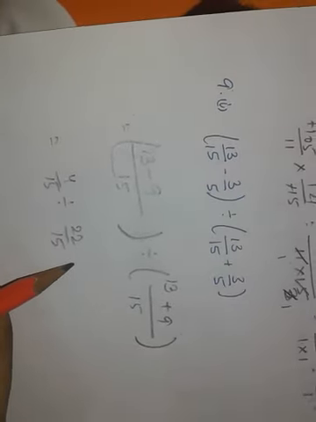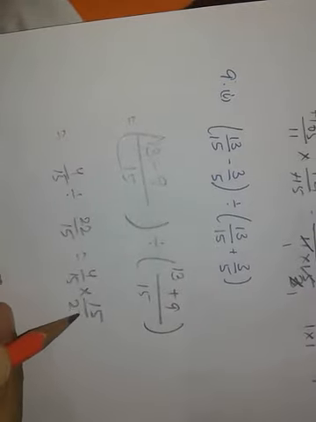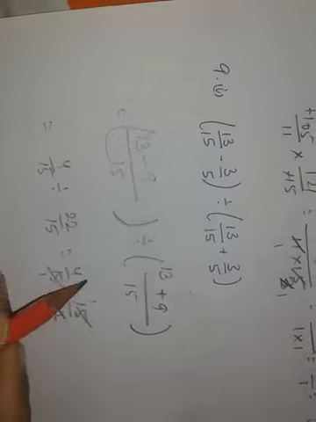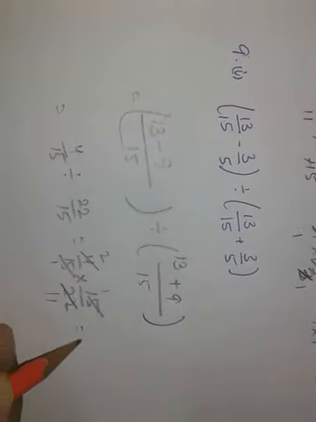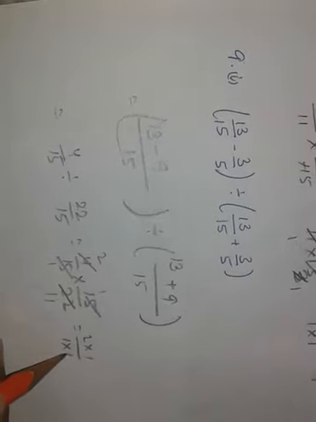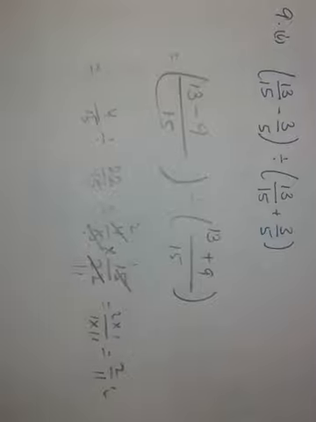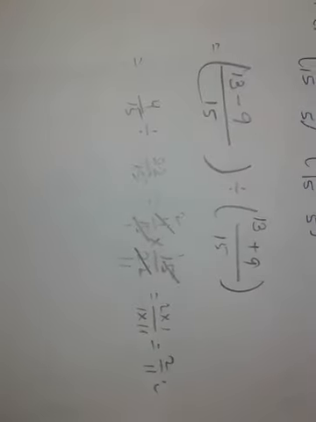So let's move ahead. 4 by 15 multiplied by 15 by 22. 15 and 15 cancel each other. Then here 2 twos, here 11. 2 into 1 by 1 into 11, that is 2 by 11. So this is the method of how we solve the question.